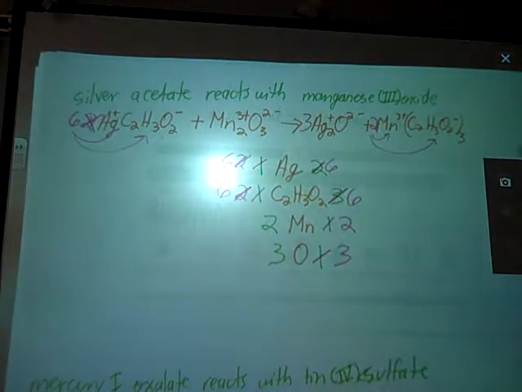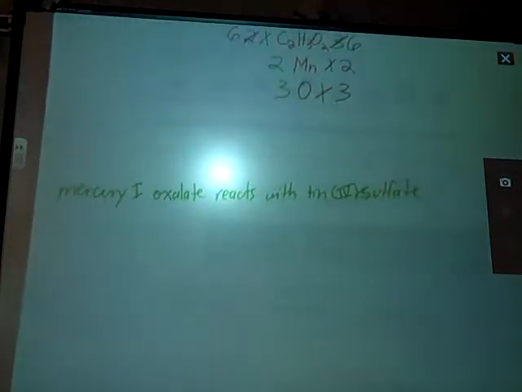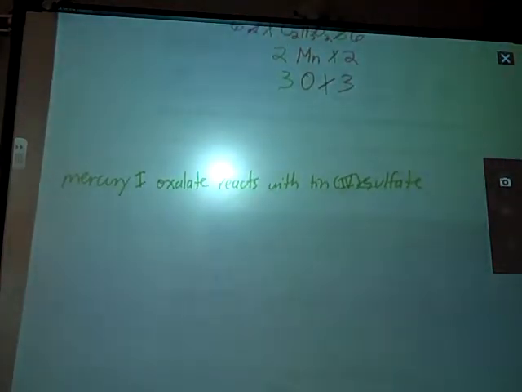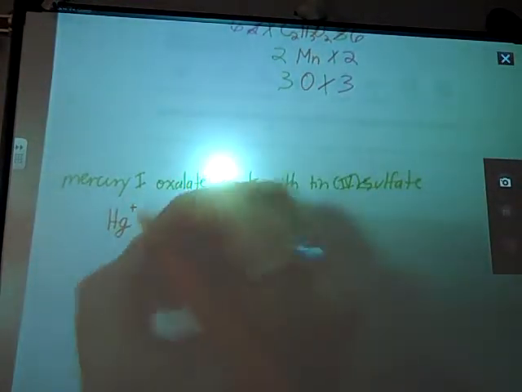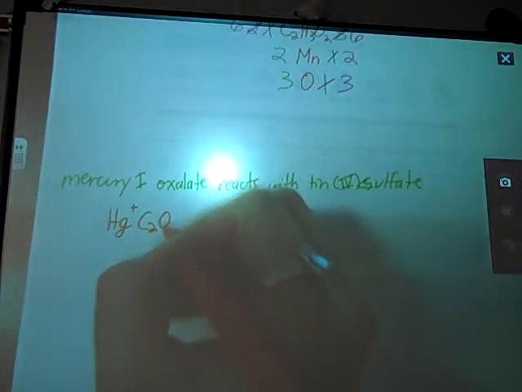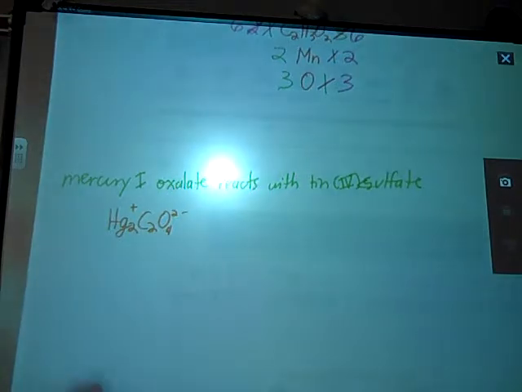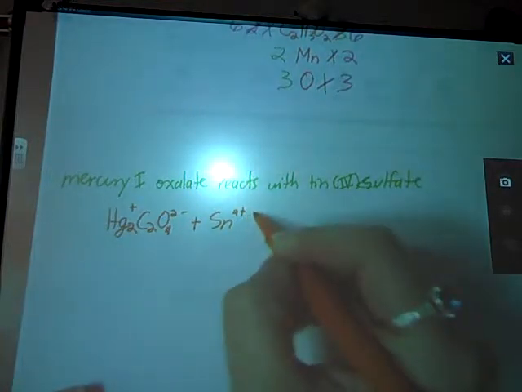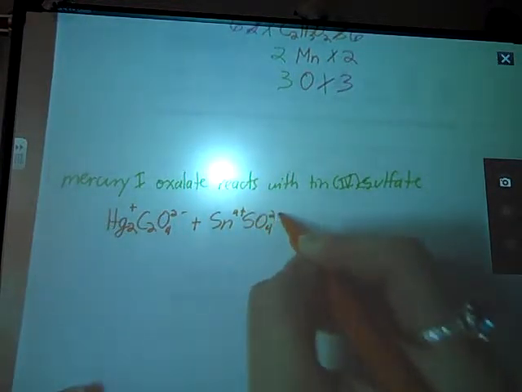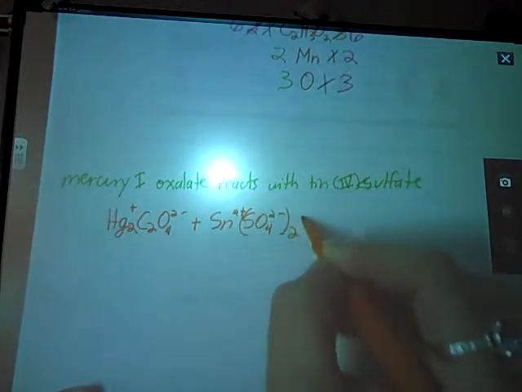Let's try one more this way before I run out of time. Mercury oxalate. Let's see, mercury Hg plus the 1 there. Oxalate, C2O4, and he has a -2 charge. Whoop, now it's balanced. Reacts with tin with a 4 charge. Sulfate with his -2. Alright, now it equals 0.